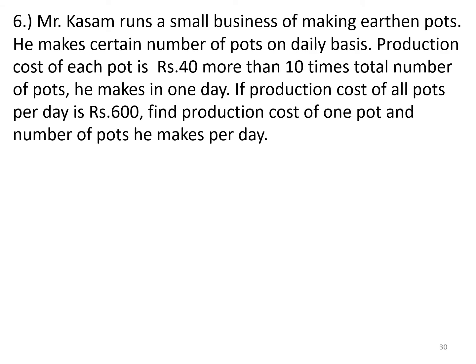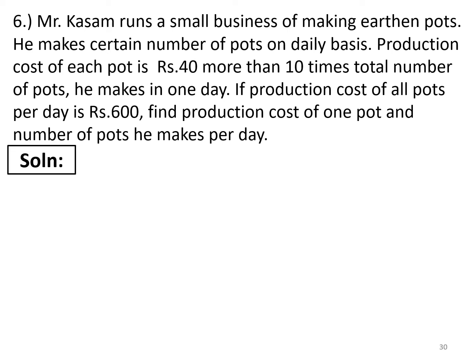The sixth question: Mr. Kasam runs a small business of making earthen pots. He makes a certain number of pots on a daily basis. Production cost of each pot is rupees 40 more than 10 times the total number of pots he makes in one day. If the production cost of all the pots per day is rupees 600, find the production cost of one pot and the number of pots he makes per day. The problem looks very big, but it is very simple. Let's start with the solution.